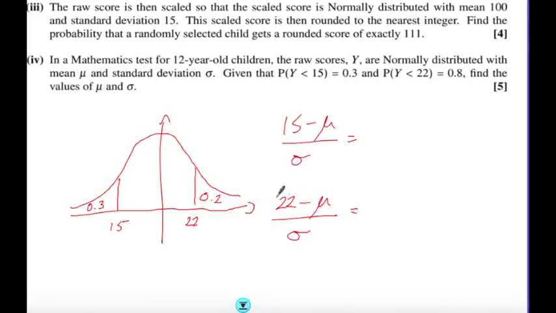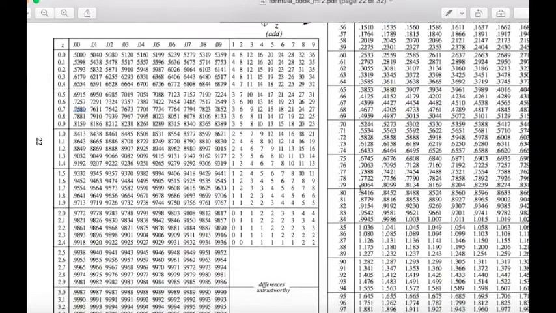So first of all, we know the area below 22 is 0.8. So we can look up in the table, well, the inverse of 0.8 is 0.8416. So we know the z value for that value 22 must be 0.8416.